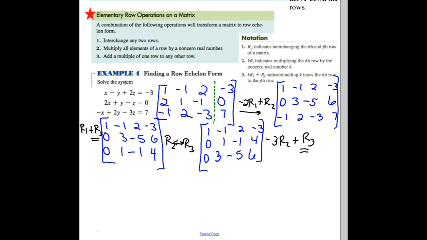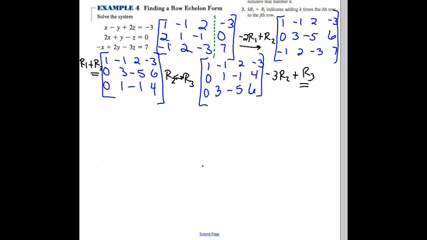All right. Rows 1 and 2 haven't changed. I'm changing row 3. I still have no x's. When I times row 2 by negative 3 and add it to row 3, I get no y's. Timesing negative 1 by negative 3 makes positive 3. Adding it to negative 5 gives me negative 2. Timesing the 4 by negative 3 makes negative 12. Adding it with 6 makes negative 6. And we're almost there. What do I do now?